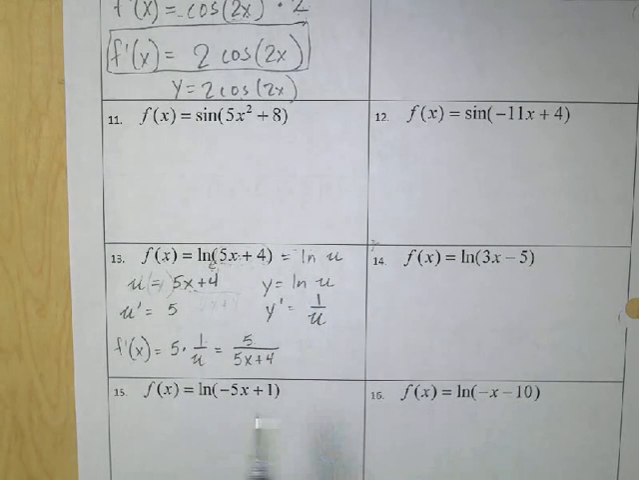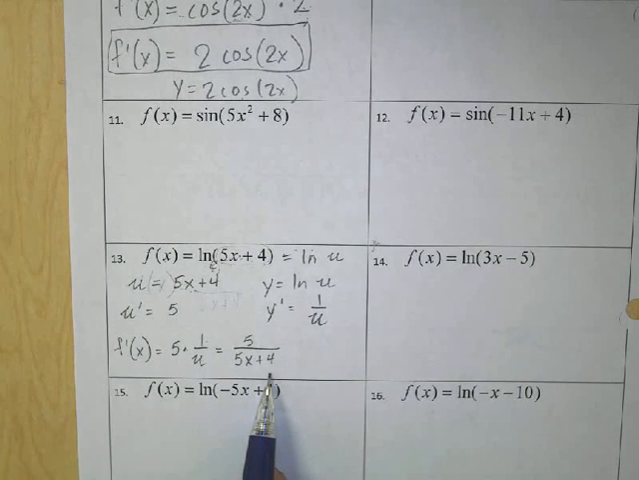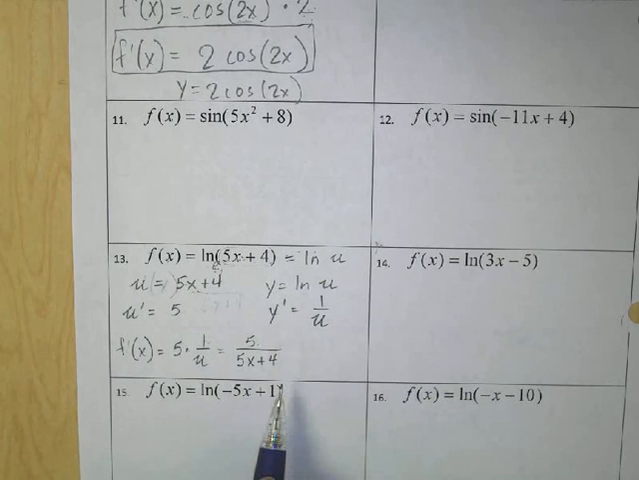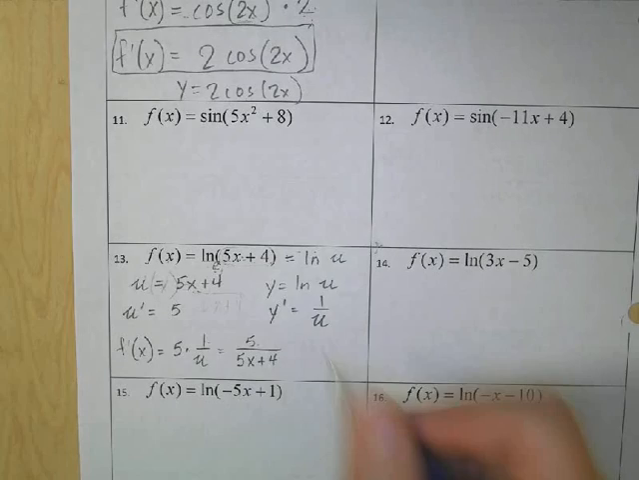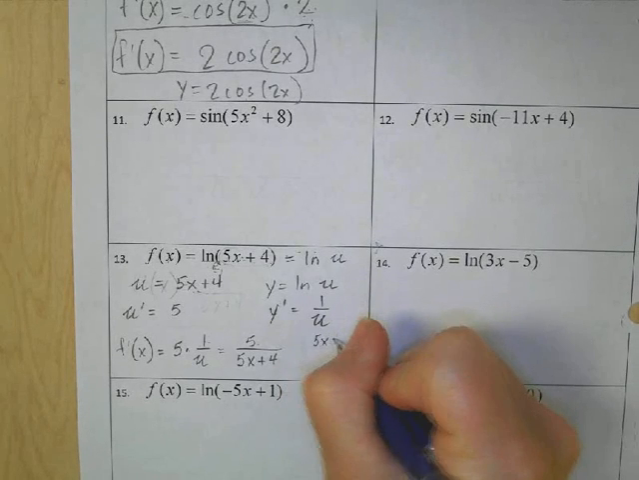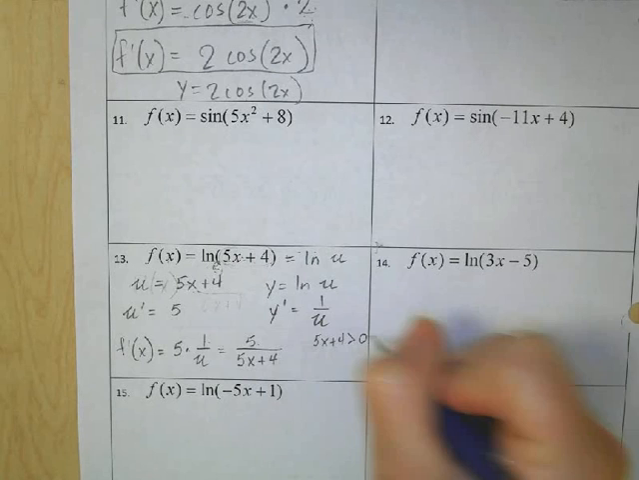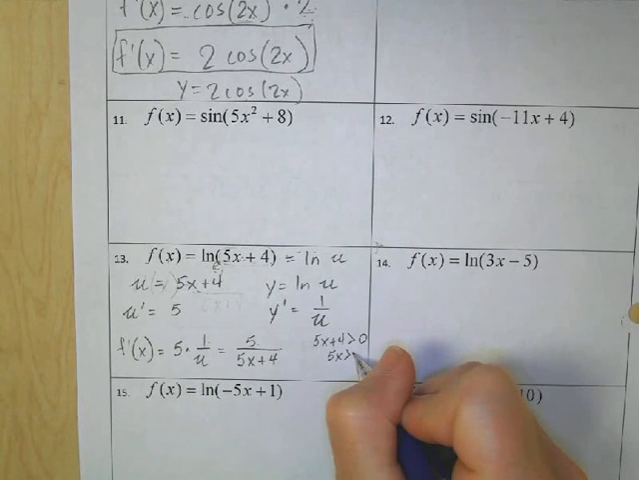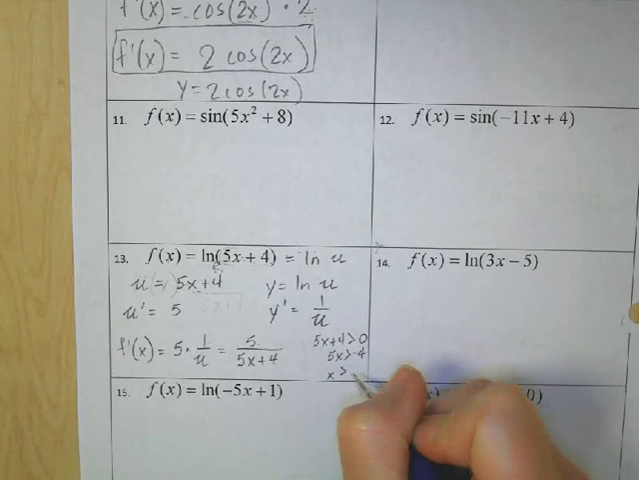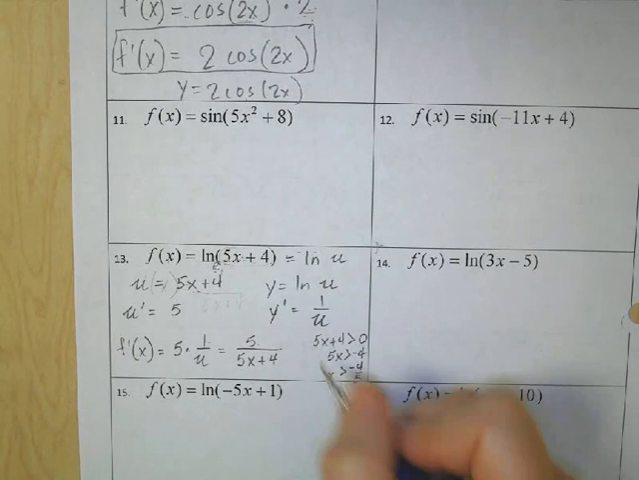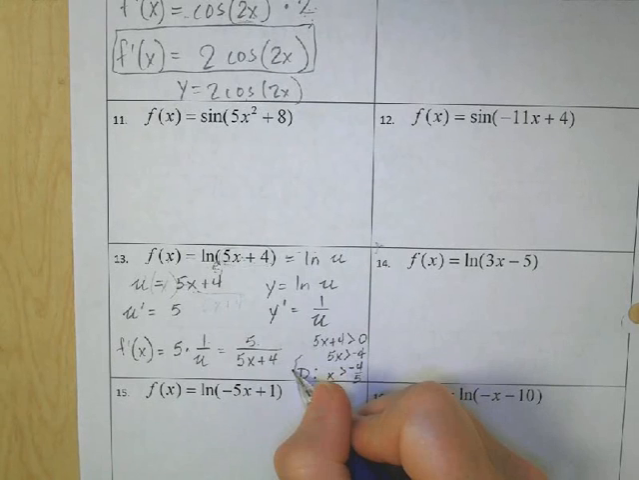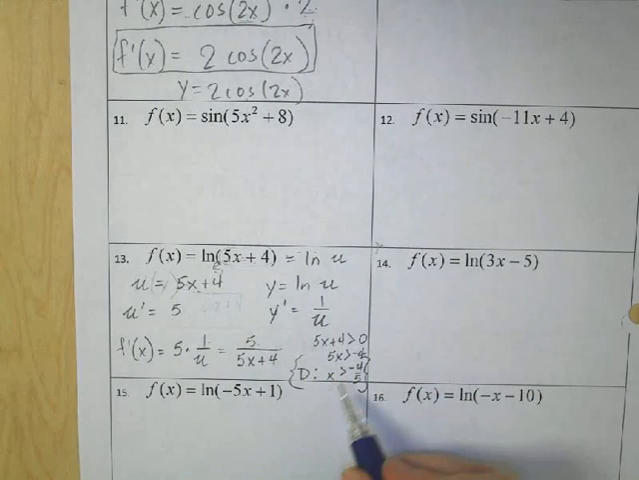Another thing 5x plus 4 cannot equal, thinking about the derivative, is 0. So we need to put a limiting factor on this. 5x plus 4 has to be greater than 0, and it cannot equal 0 because the denominator doesn't exist at 0. So we have to solve the inequality: 5x plus 4 has to be greater than 0. I'm going to subtract 4 and divide by 5. So the domain for this function is only when x is greater than negative 4/5.